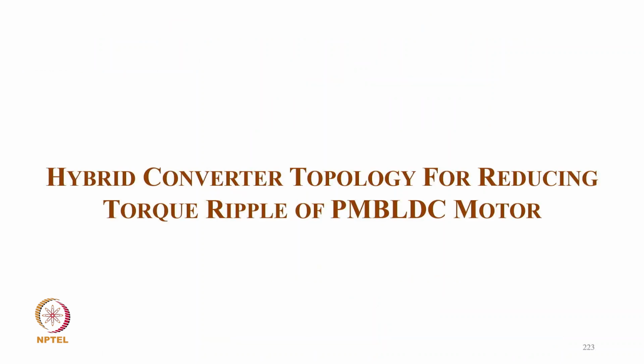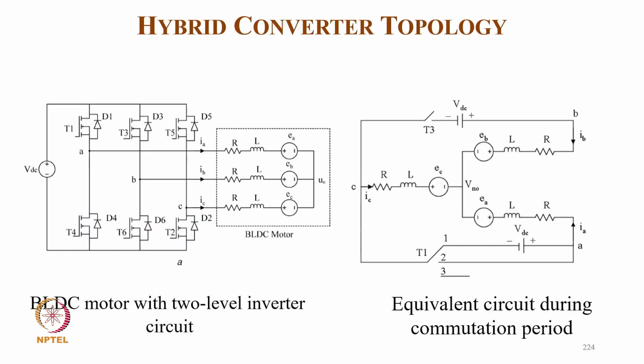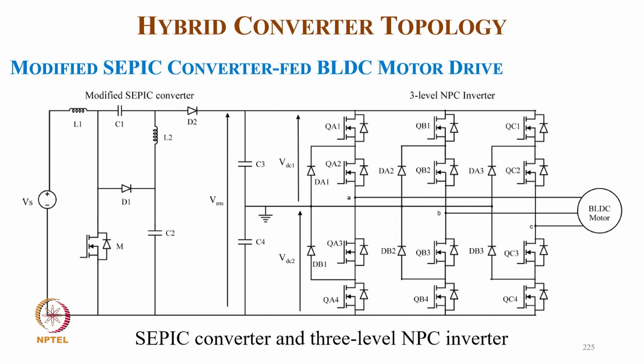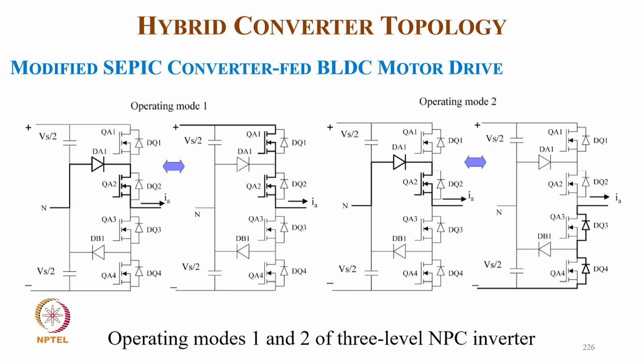Now coming to hybrid converter topology for reducing torque ripple in BLDC motor. So this BLDC with a 2-level inverter circuit is usual, and here is the equivalent circuit during the commutation period. This is the SEPIC converter with the 3-level inverter. The SEPIC converter is responsible for controlling the voltage. The inverter works as a commutator.